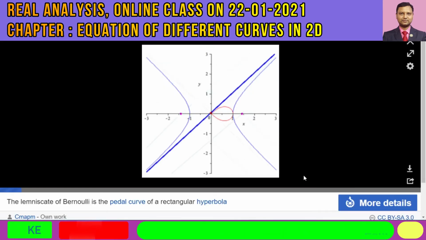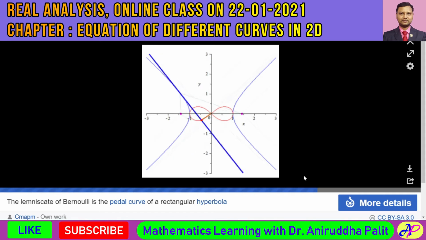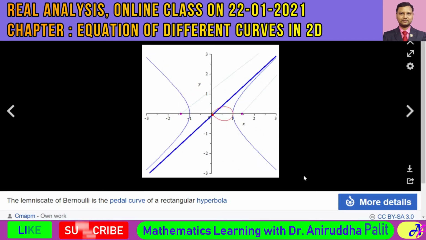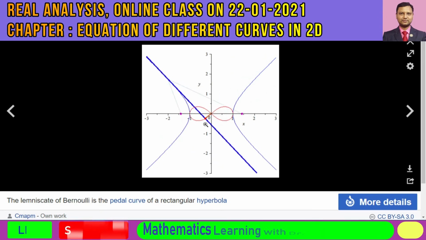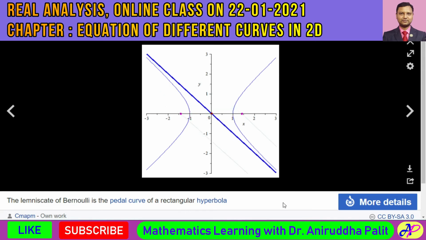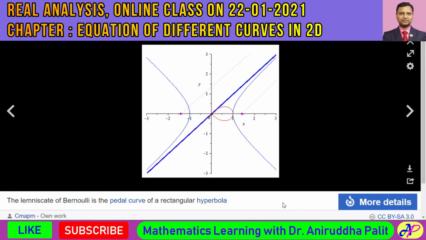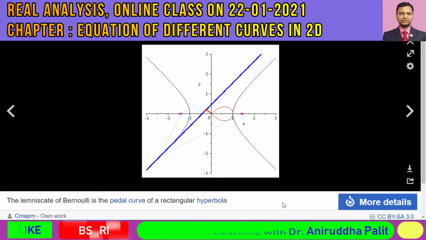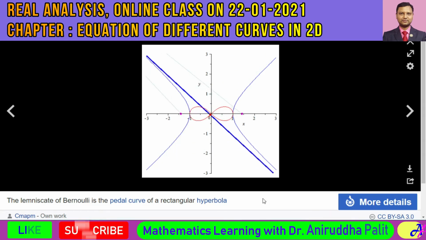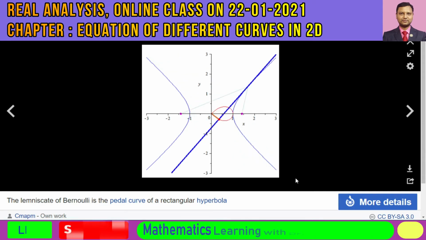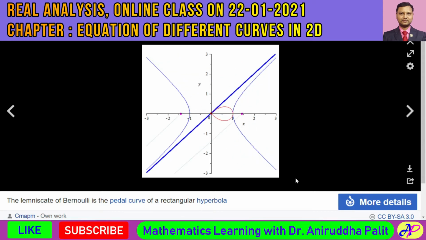In this picture you see over here, this is a kind of process related to a hyperbola. One mechanism has been shown through this picture. One point on this straight line is taken fixed, and as we change the position of the straight line related to certain conditions, the red curve generated over here is called the lemniscate of Bernoulli.